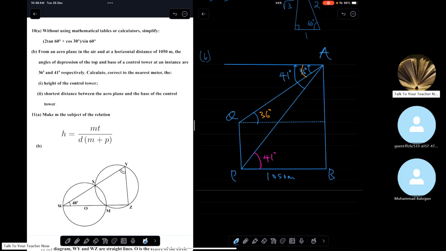Okay, sir. So what's the question, Balogun? Find the height of the control tower. Balogun, what represents the height of the control tower in this diagram? QP. Good. QP, very good. That's the control tower. So what do you think we should do to find the height of the control tower? If I call this point X, of course, you know that QX is also 1050 meters. So what do we do to find the height of the control tower?